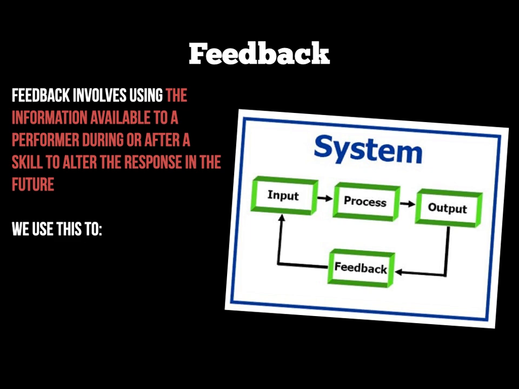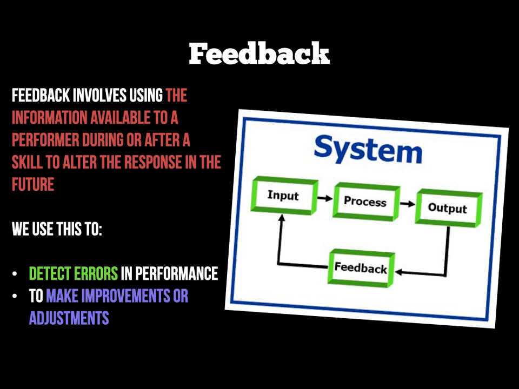The main reasons why we use feedback are as follows. First of all, we want to correct any error that's gone wrong. Secondly, we want to adjust or make finer improvements to a particular skill. And that can happen during the skill being performed, so that is also important with regards to feedback.